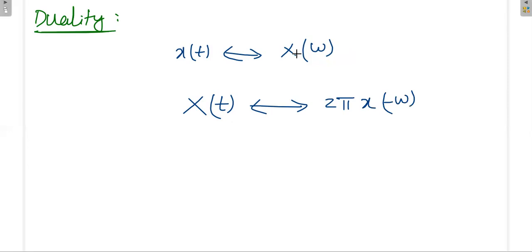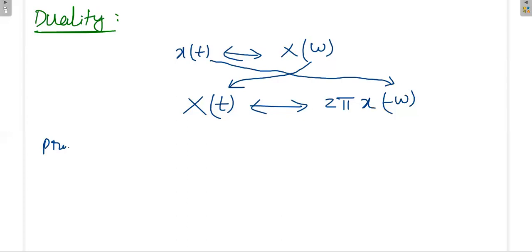So that means whatever shape is there, the same shape will be available in the other domain, but x of t will become x of minus omega. Here we are applying time reversal. When you come from here to here, you replace t with omega, and you replace it with a minus omega, and also you put 2 pi here. Now first we'll try to prove these properties, then later we'll see one or two examples so that we can understand the importance of these properties.